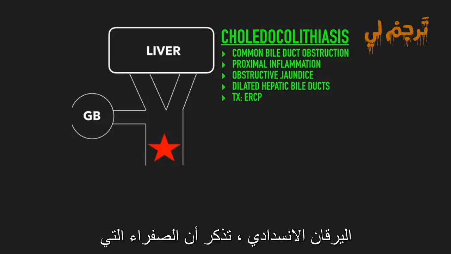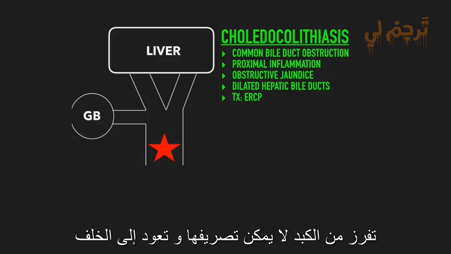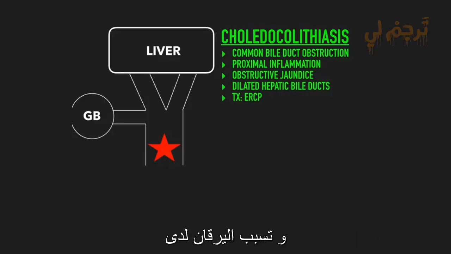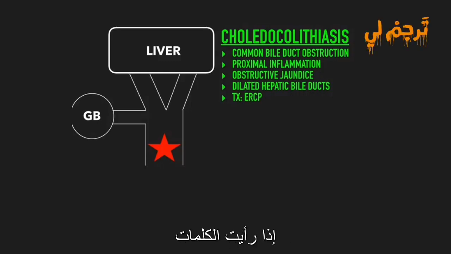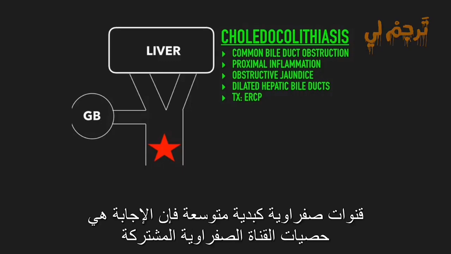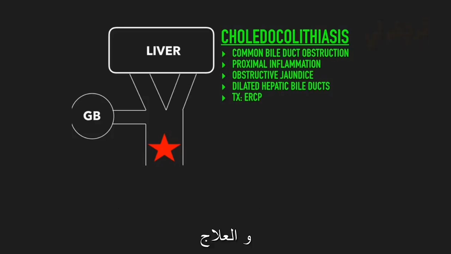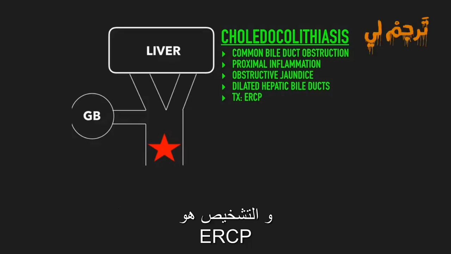It does cause an obstructive jaundice. Remember, bile draining from the liver can't drain. It backs up and causes jaundice in the patient and dilates the hepatic bile ducts. If you see the words dilated hepatic bile ducts, the answer is choledocholithiasis. The treatment and the diagnosis is ERCP.